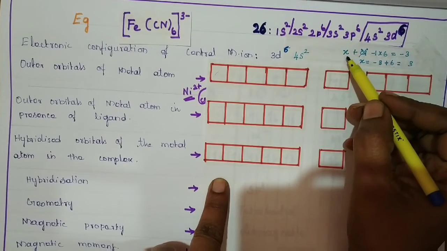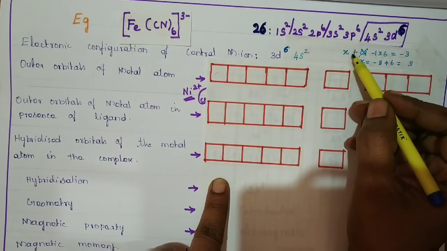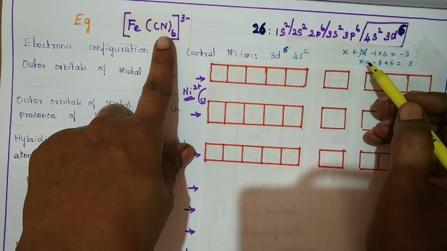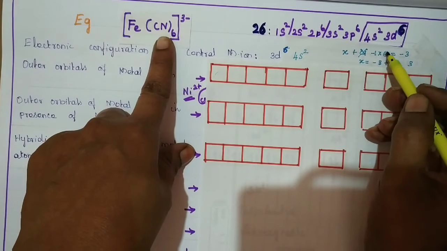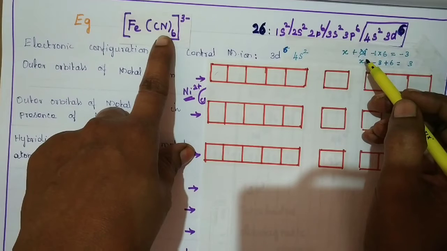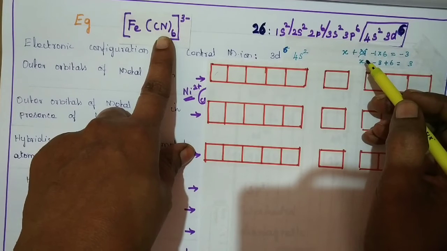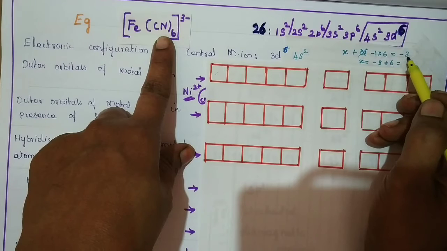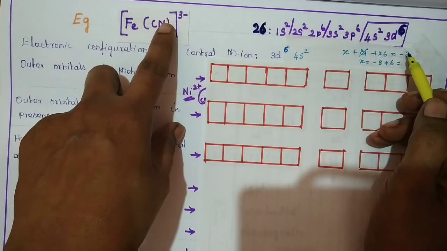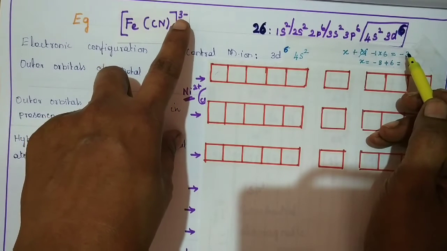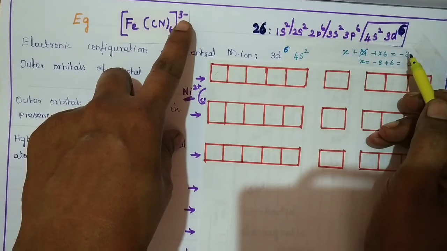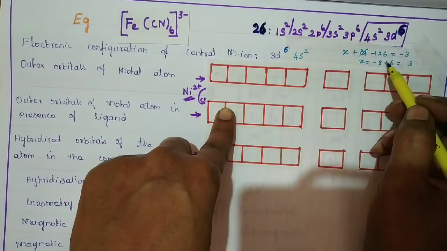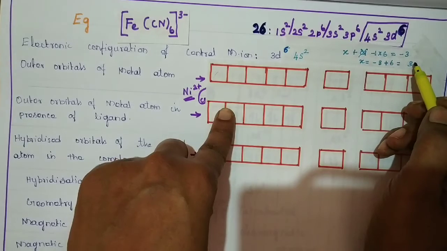Fe is unknown, so x plus CN. How many CN's are there? 6 CN, 6 into, CN is a negative ligand, therefore charge is -1, equal to -3. -3 is the charge on the complex, 3 minus. So x is equal to -3 plus 6, equal to 3.